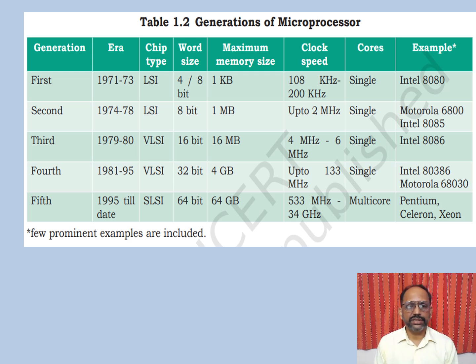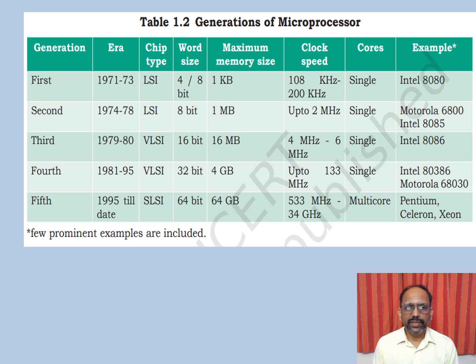The first generation started between 1971 and 73. Word size was limited to 4 bits or 8 bits. The maximum memory capacity of the primary memory was just 1 kilobyte. The processing speed was just 108 kilohertz to 200 kilohertz. The number of cores in the first generation microprocessor is a single core, and an example of a first generation microprocessor is Intel's 8080. 8080 is the name of the processor.